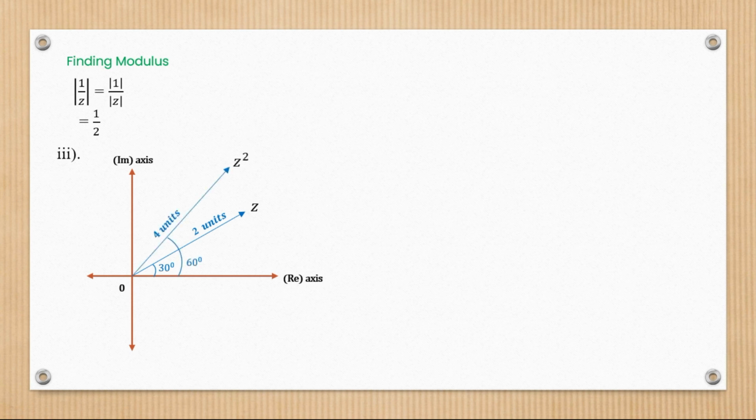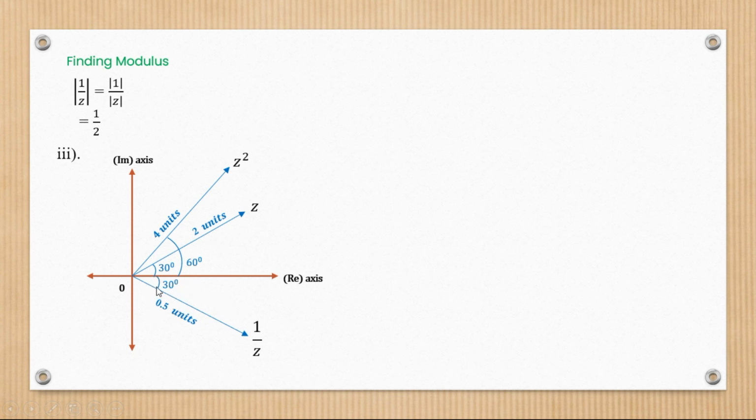So secondly, we found z squared. Then we found that the argument of z squared was 60 degrees, and then its r value or its modulus was equal to 4 units. So that's how it will look. And then lastly, for 1 over z, we found its r value, its modulus as 0.5, which is the half we have here, and then it had an angle of negative 30. So negative 30 is represented this way.